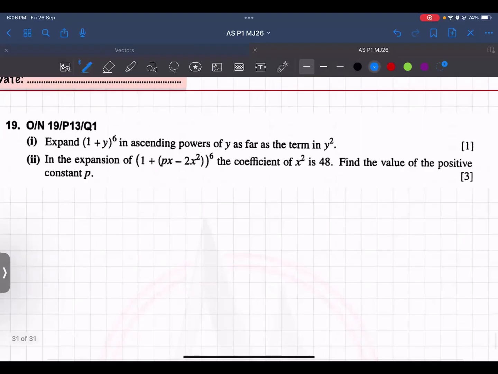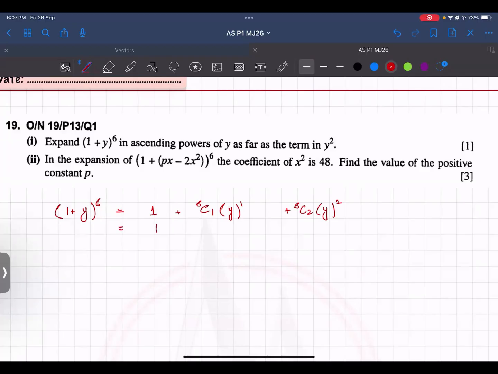Okay, so 1 plus y power 6 in ascending powers of y as far as the term in y square. So this one is the easy one. 1 plus y power 6. Whenever your bracket starts with 1, your first term is the 1. And then it becomes nC1, which is right now 6C1. Then you will have 6C2, then 6C3, 6C4, 6C5, 6C6. But you only need up to y power 2. So this would be y power 1. This would be y power 2.